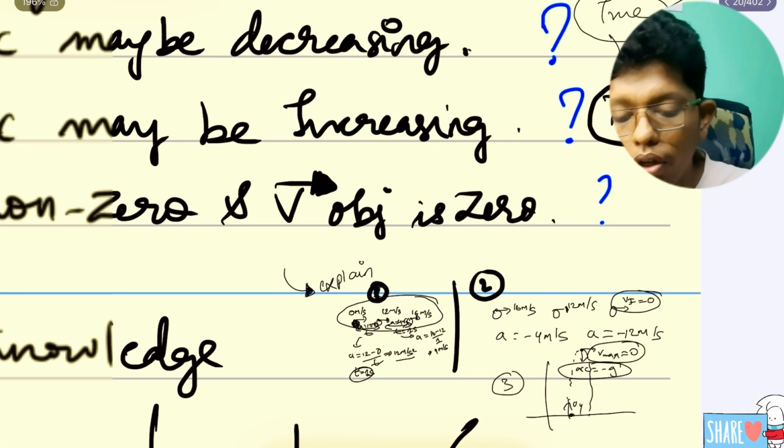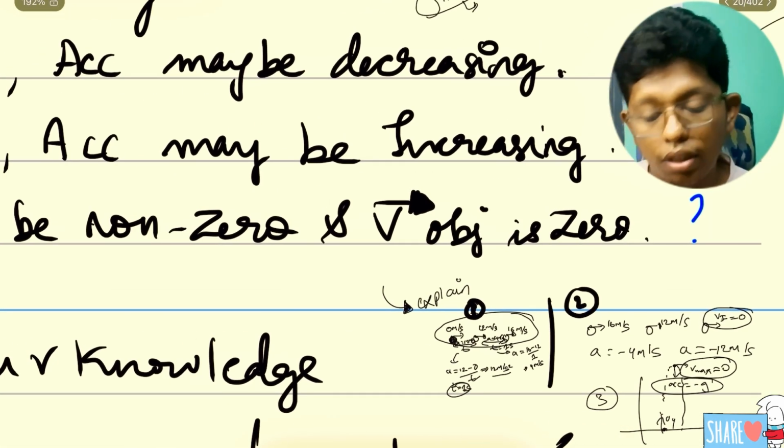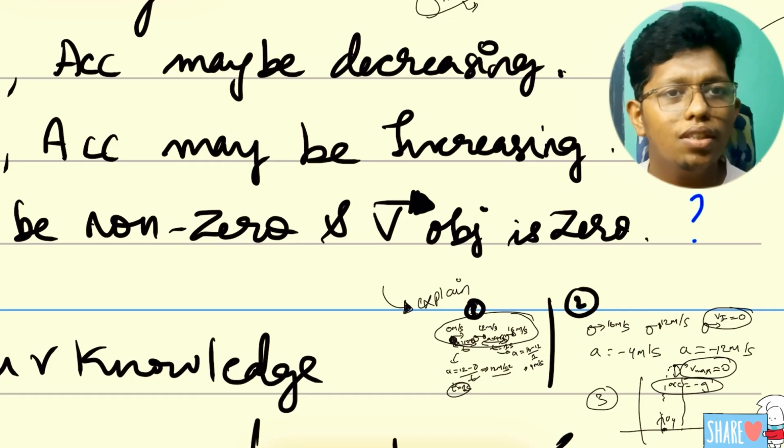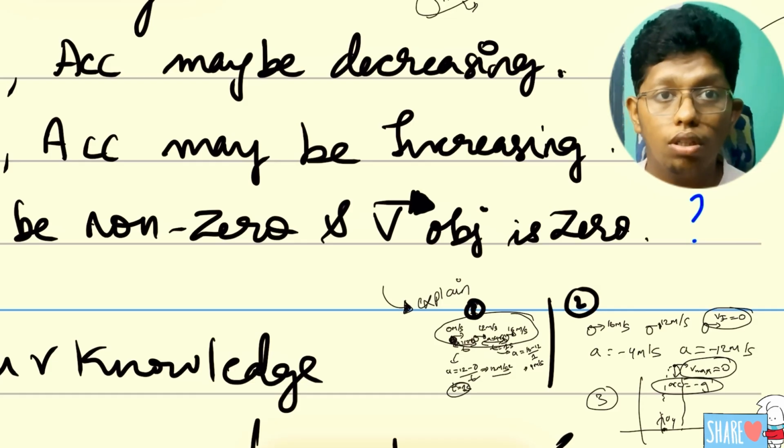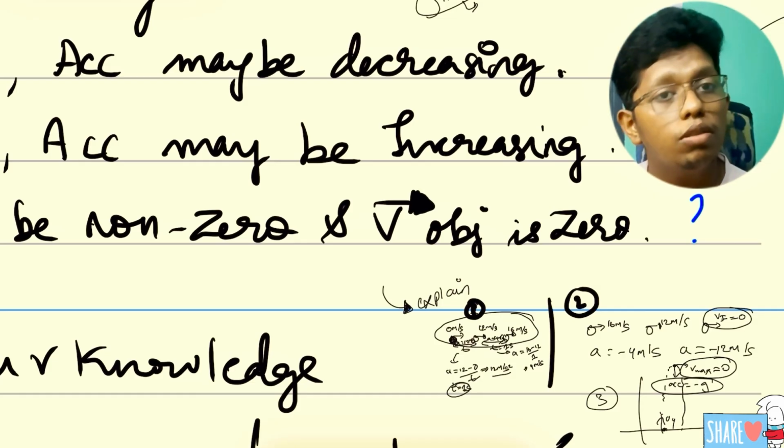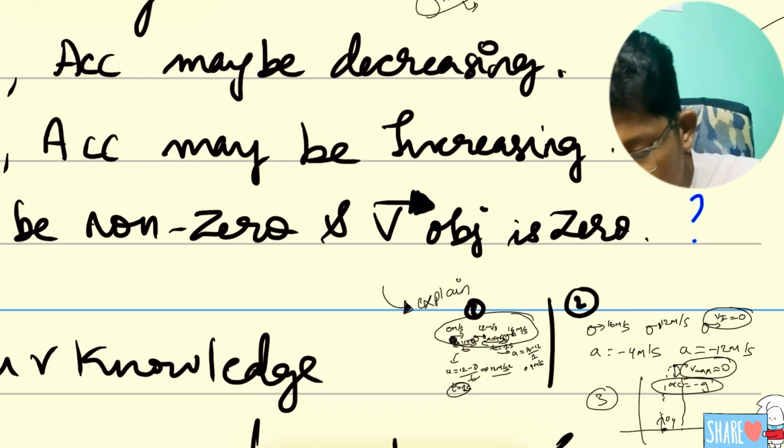So these are three important cases. Thinking in a normal way, that velocity increasing means acceleration increasing, is not the actual thing. There will be different cases also. So it is true.